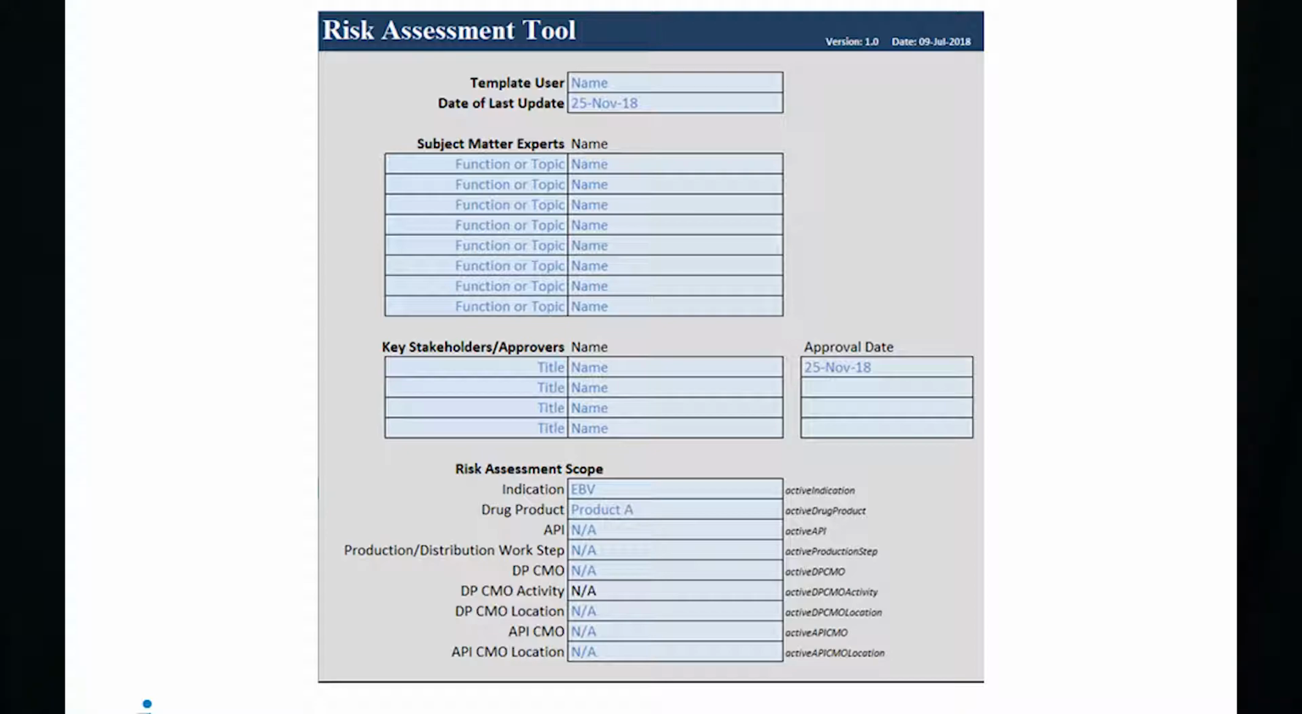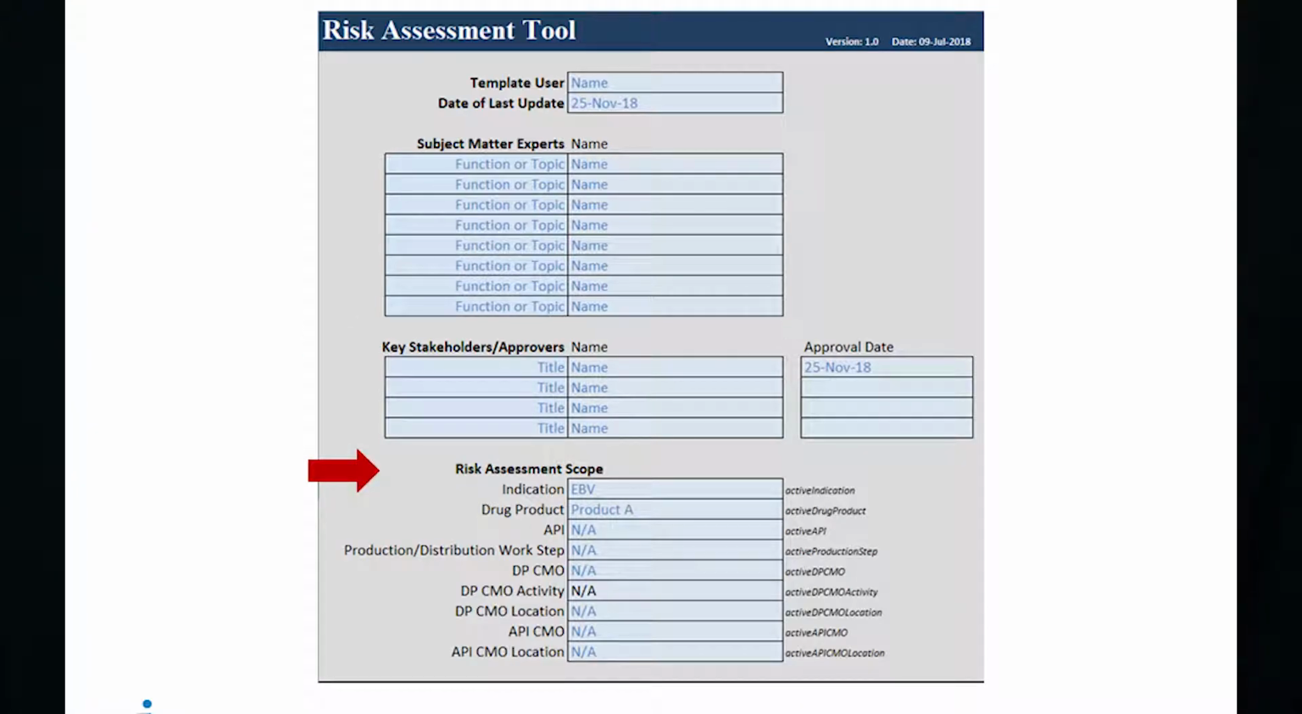and the second step would be to set the scope of the risk assessment. In this example, we see we're identifying the template user and the subject matter experts who will participate in the risk assessment. We've also included the key stakeholders and approvers. Those would be the individuals who would look at the output of the risk assessment and specifically the 3 risk grids. We'll also set the scope of the risk assessment.